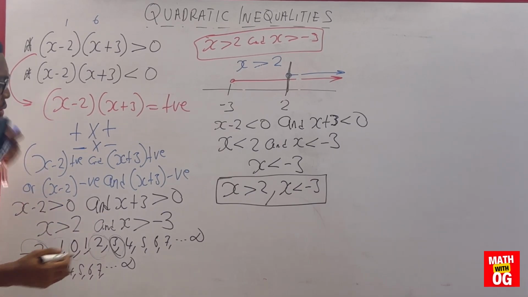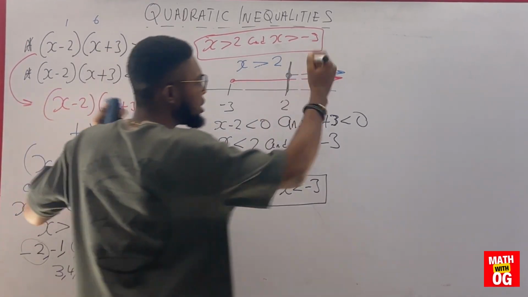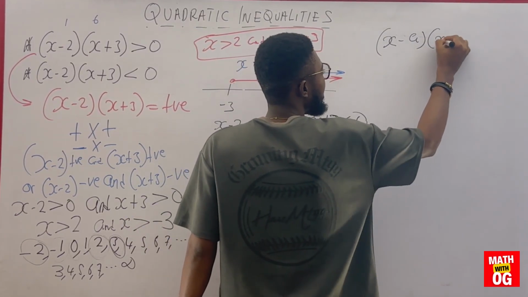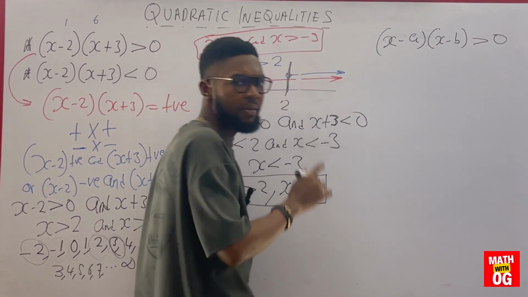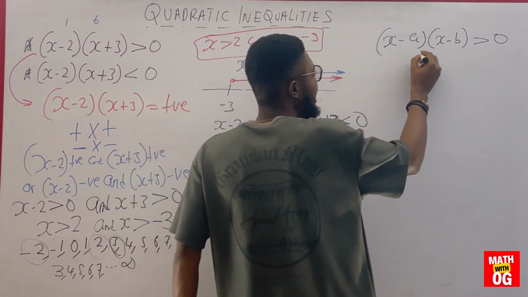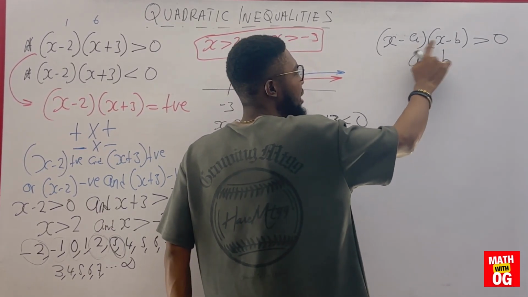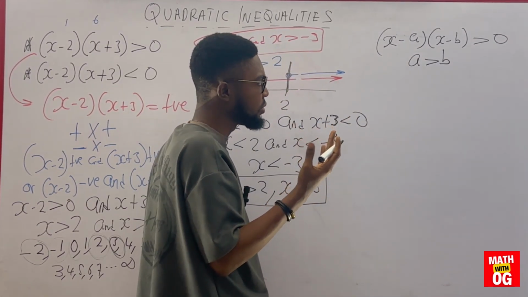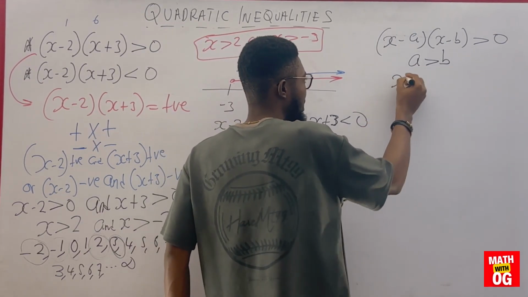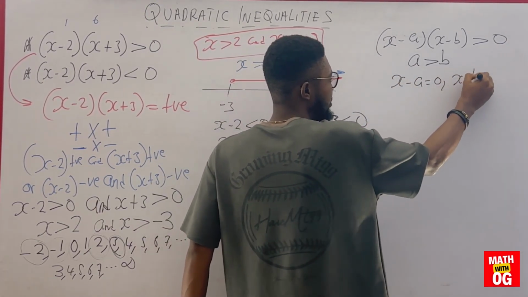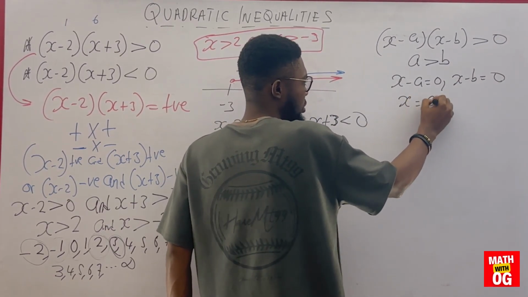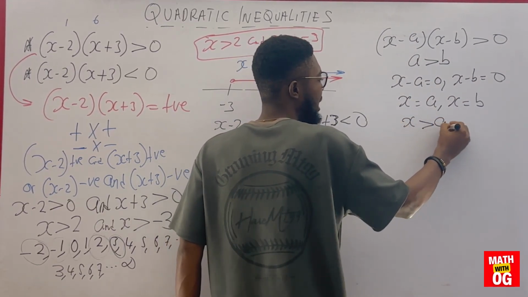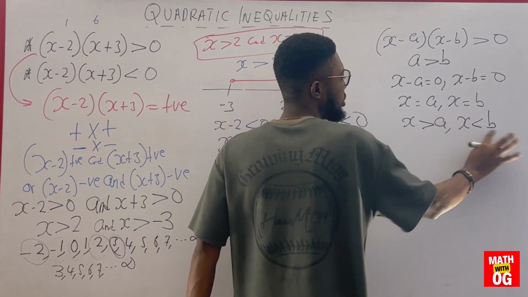Just take note that whenever you have x minus a, multiplying x minus b to be greater than 0, and you are told that a is greater than b, so a is the bigger value and b is the smaller value, what you simply do, you solve as though you are equating them to 0. So you can say x minus a is equal to 0, x minus b is equal to 0. So x will be equal to a and x will be equal to b. Since a is greater than b, x will be greater than the bigger value and x will be less than the smaller value. So this is how you solve.